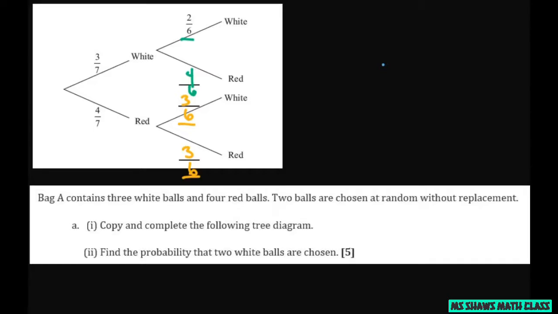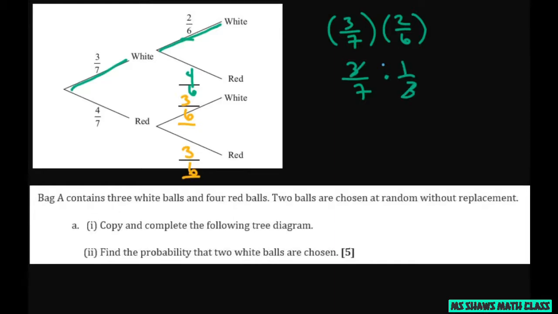So find the probability that 2 white are chosen. So 2 white is this branch, multiplied by this branch. So that is 3 sevenths times 2 divided by 6. So this is 3 sevenths times 1/3, which just gives you 1/7. Now keep this number in mind because we're going to go back to this. Or I'll keep it in mind for you.